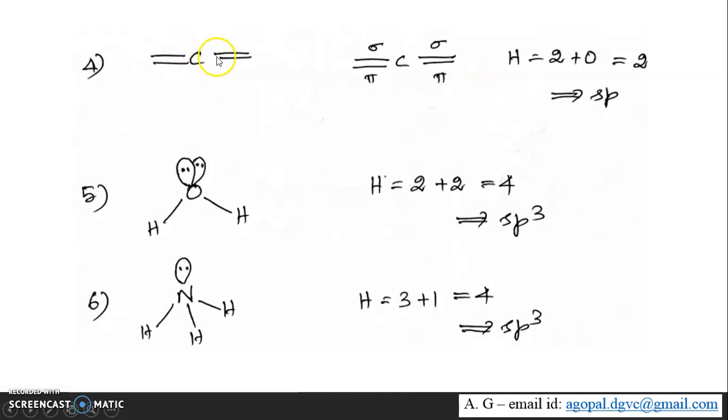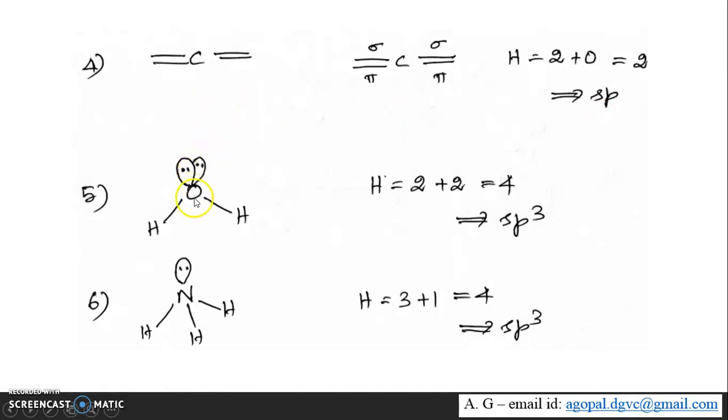Then see this one, the fourth one. Here the carbon is attached with two double bonds. In each double bond, one bond is sigma and the other bond is pi. Similarly, here also one bond is sigma and the other bond is pi. So totally we have two sigma bonds and no lone pair. So H is equal to 2 plus 0 equals 2, therefore hybridization is sp.